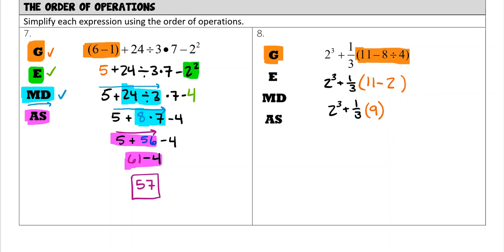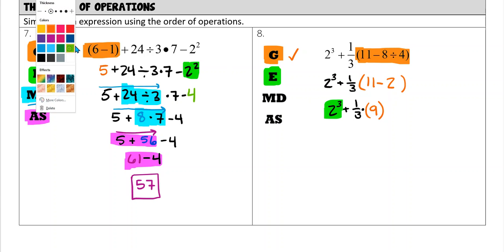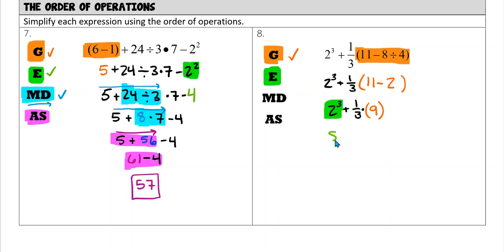I'm going to keep the parentheses there because there's this fraction out front, and that fraction means we're going to multiply. So this is really 1/3 times 9. But now we've gotten rid of anything math that we have to do inside the grouping, so we're ready to move on to the exponent stage. So if I look at my question, I do have exponents here. I have 2 cubed. So I'm going to do that. I can use my calculator, and when I do that, I get 8.